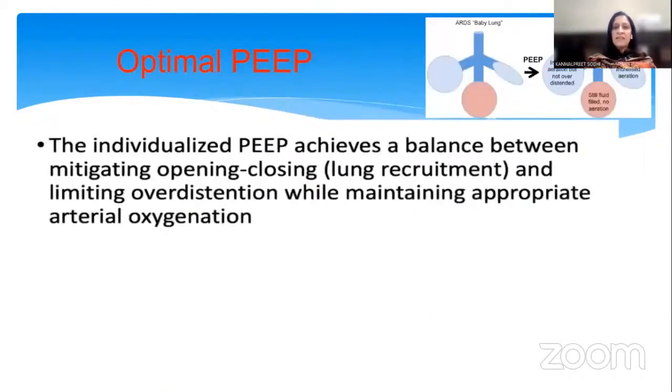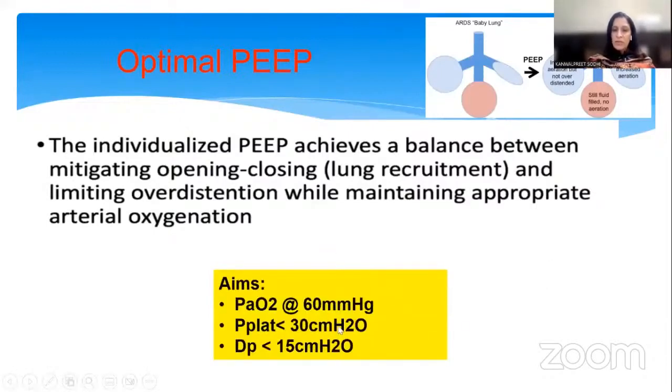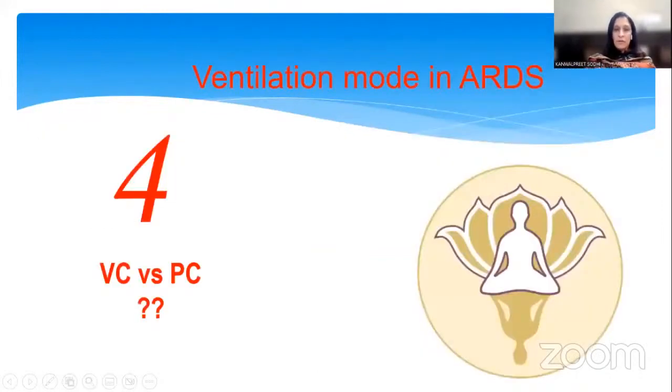So what we define as the optimal PEEP. Optimal PEEP means the individualized PEEP achieved by keeping a balance between the lung recruitment, where the most appropriate lung recruitment has occurred, and we are limiting the over distension of the lung, maintaining the appropriate arterial oxygenation. So how do we target the optimal PEEP? We have to target the PaO2 around 55 to 60 millimeters mercury, plateau pressures of less than 30 centimeter water, and the driving pressure of less than 15 centimeters water.